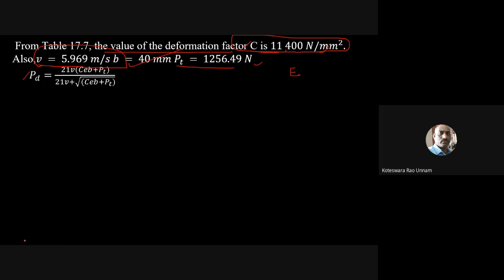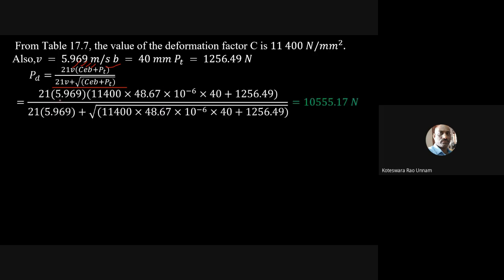Like I said, this is the formula for the dynamic load: 21 into V into (C e B plus PT) divided by 21V plus square root of (C e B plus PT). Now you know everything: B, C, small e, and PT. You just substitute all those values in this formula and calculate the dynamic load. If I substitute all the corresponding data, the dynamic load comes out as 10,558.17.